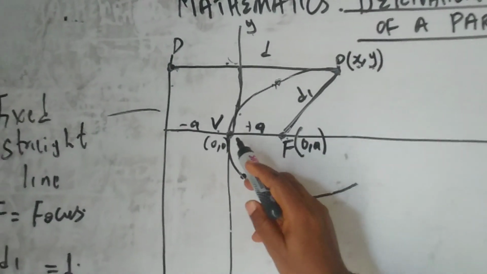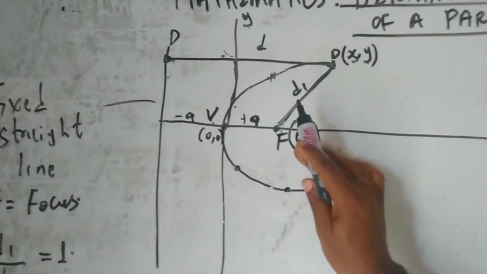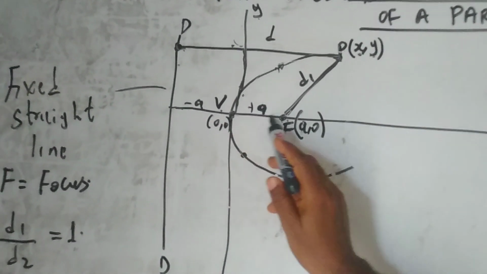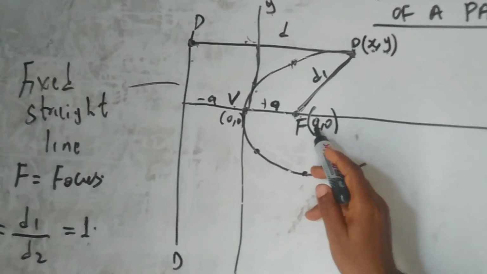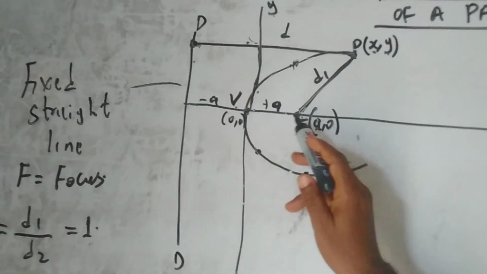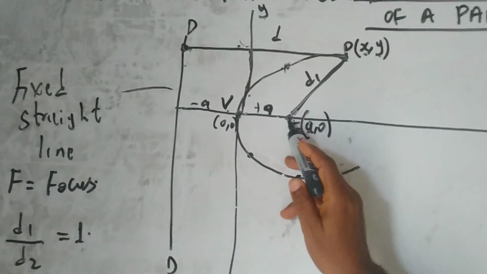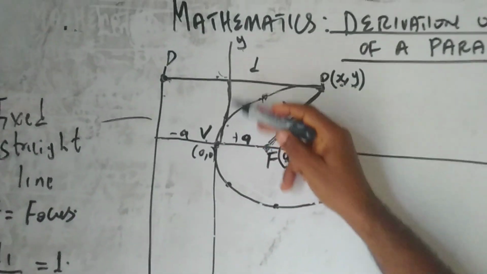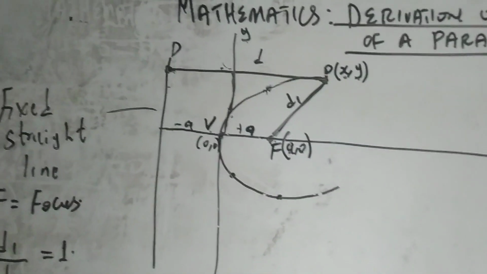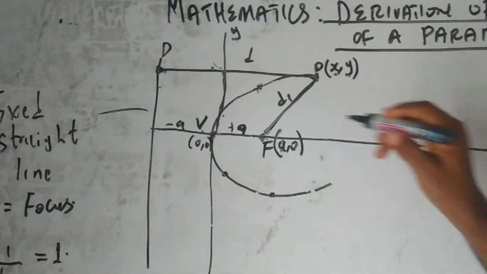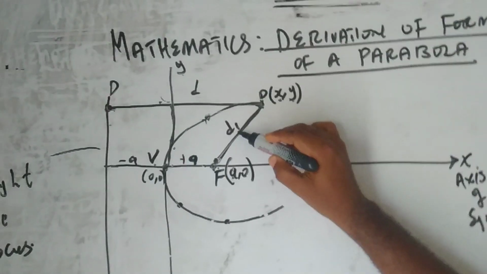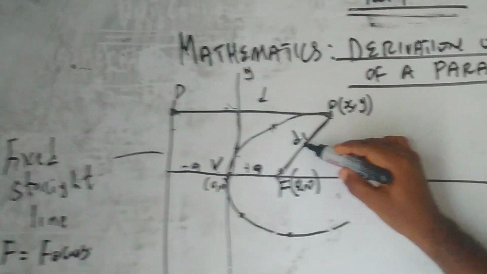Now, having gotten that, the coordinates of F will be a, 0. Why? Because the distance of this F along the x-axis is a, and the distance of this F along the vertical axis is 0, because F is not lifted along the vertical axis, so the value will be 0. Now, I've gotten the coordinates of the endpoint of the distance D1.